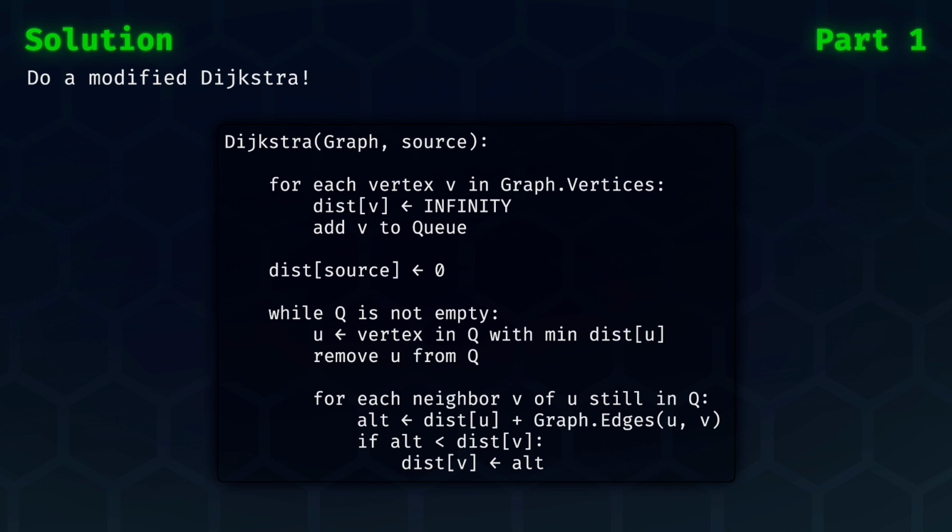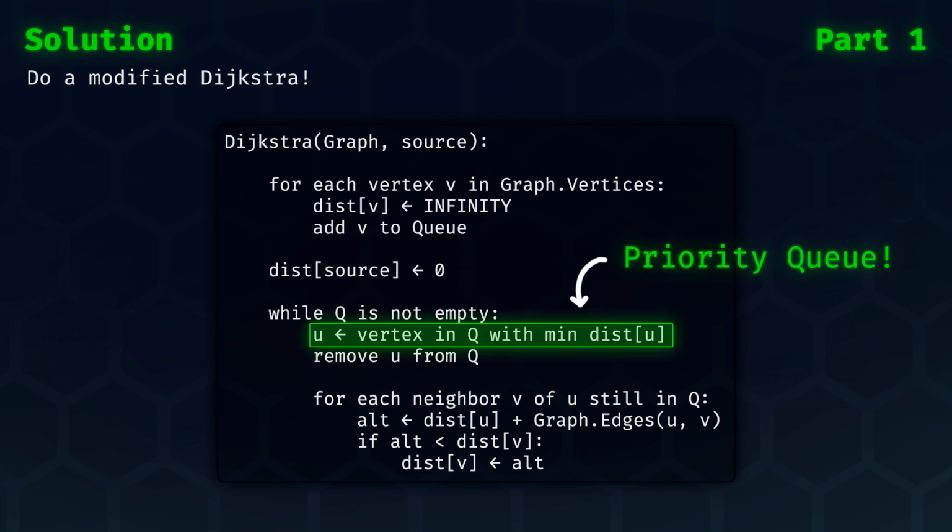Then, while the queue is not empty, we take vertex u, which is the vertex with the lowest distance in the queue, and we remove it. Then, for all neighbors of that vertex, we update the shortest distances. A critical aspect of this algorithm is getting the vertex in the queue with minimal distance. We can achieve this behavior trivially by using a so-called priority queue. This type of queue allows us to always have access to elements in the queue which are sorted by some property. In the case of Dijkstra, we're interested in the shortest distance. In our case, we're interested in the least amount of heat loss.